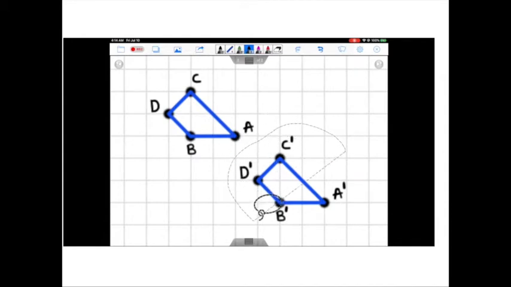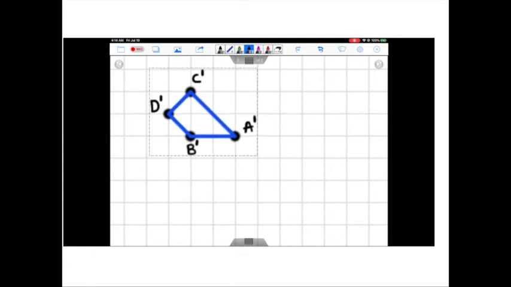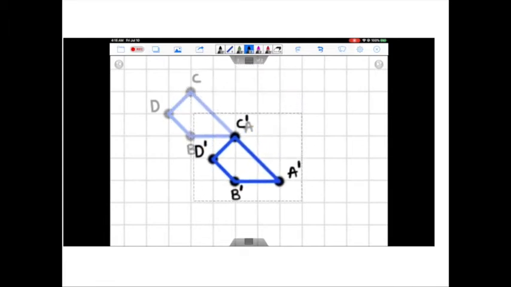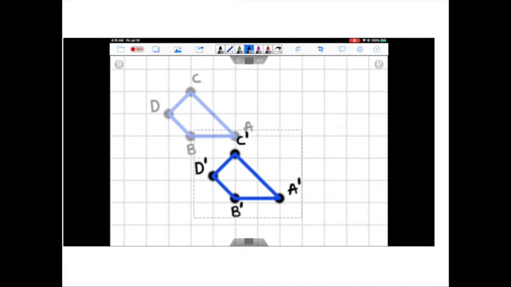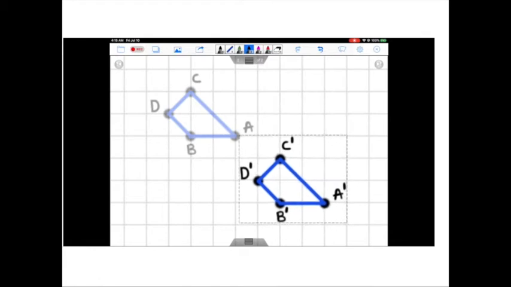So the idea is to translate that image, A, B, C, and D, to A prime, B prime, C prime, and D prime. So I'm going to just lay that over. I'm going to translate that image. And in the text, they use the description of moving 4 units to the right and 3 units down. So they use a counting strategy to move the image. So I'm going to move that image.